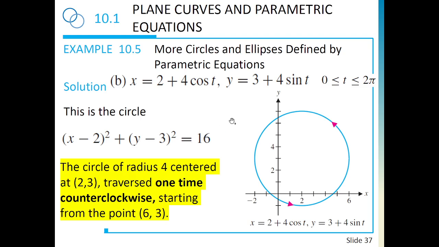Now, how is it traversed? Well, if we start at 0, cos at 0 is 1, so 4 plus 2 is 6, so x will be 6, and y will be 3, so we start somewhere here. And then as t increases, let's say to pi over 2, this part will be 0, so x is 2, and y will be 4 plus 3 is 7, so we will be somewhere here. So we see we started at the point 6, 3, and then we went all the way up to the point 2, 7. So we are turning counterclockwise.